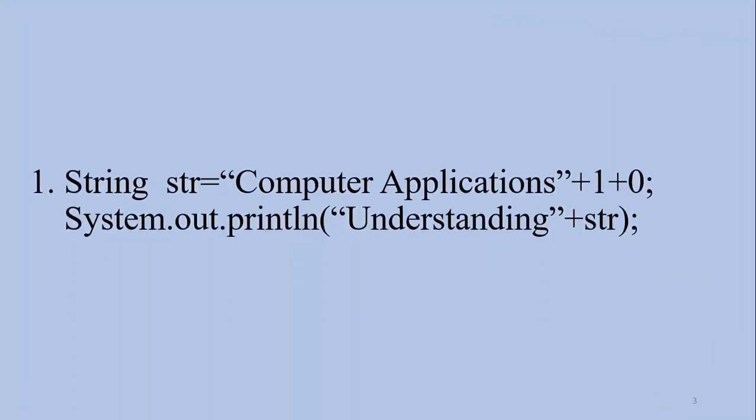Your first question here it is: String str = "computer applications" + 1 + 0. So here what have they used? Here you have "computer applications" as a string and onto it they have used plus. Plus is a concatenation operator. Here again plus is a concatenation operator. So what will happen to this str?